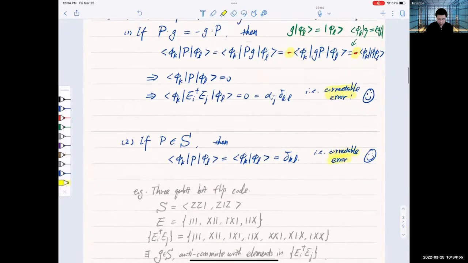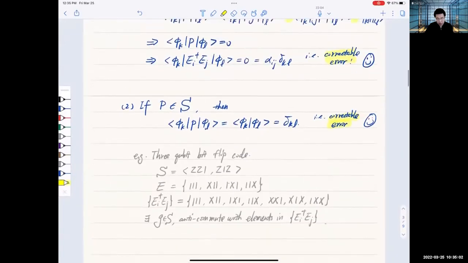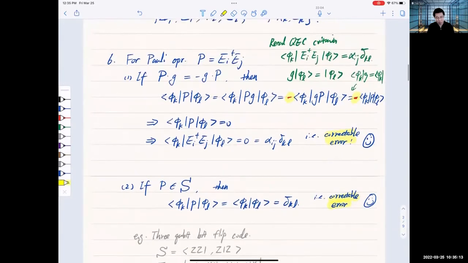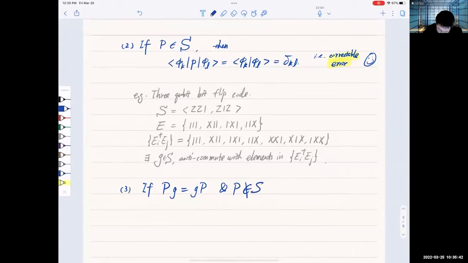All right. So I think those are the two cases where error correction can correct errors for our stabilizer codes. And there is also an unfortunate case: if P commutes with all stabilizer generators, but is not in the stabilizer group, then that corresponds to an error that you cannot correct. If PG equals GP and P is not in S, then that corresponds to uncorrectable errors.